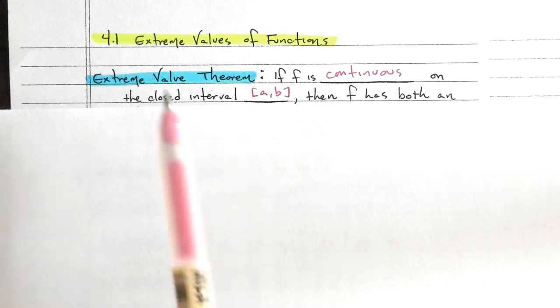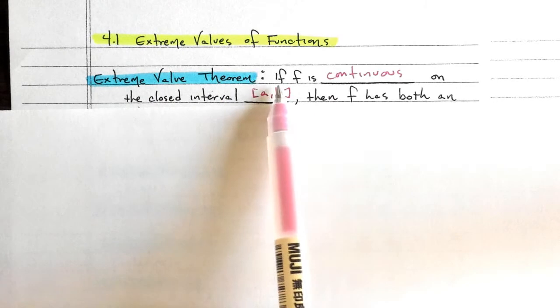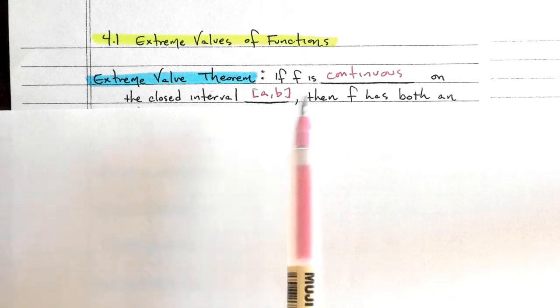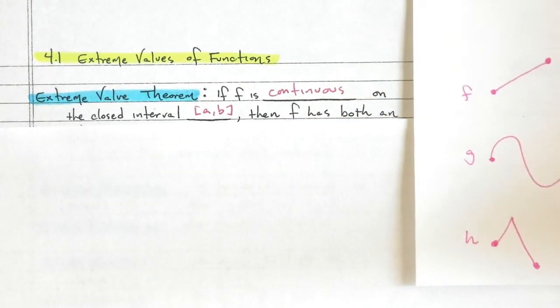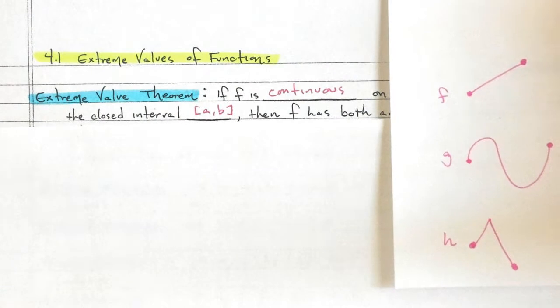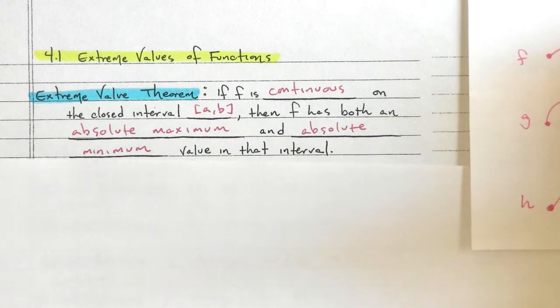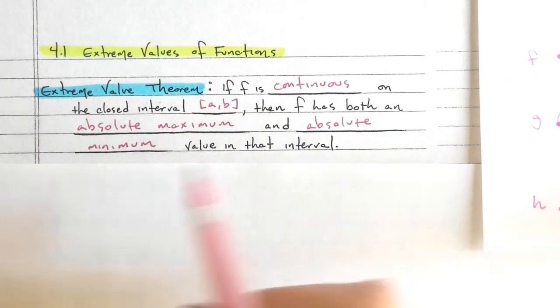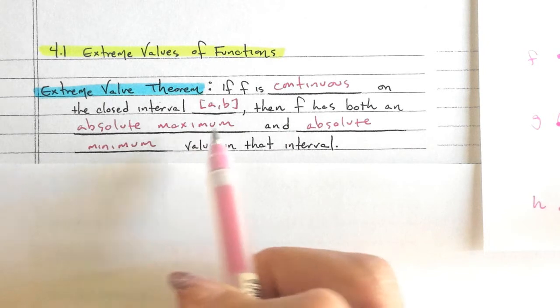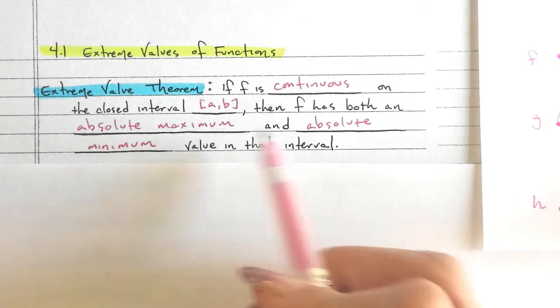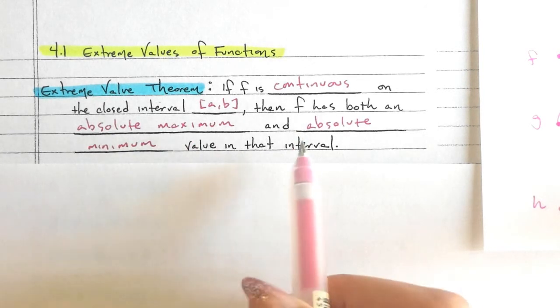The extreme value theorem is saying if you have a continuous function on some sort of closed interval, so here are some closed intervals, these are my examples. If you have a continuous function on a closed interval, so there's an f, a g, and an h, then there has to be both an absolute maximum, the very, very highest y value, because that's the maximum of the function, and an absolute minimum in that interval.